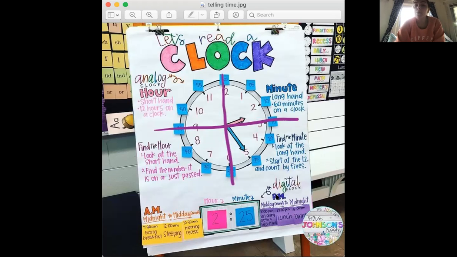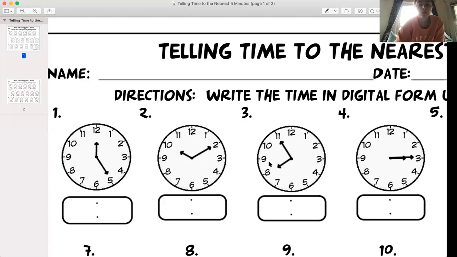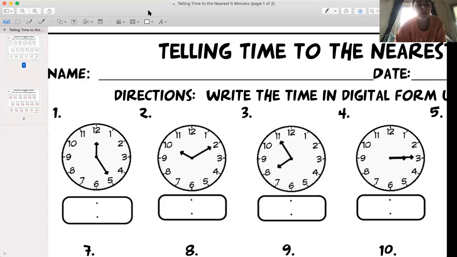So I'm going to go through a couple other examples of time with you, and then I will show you what your activity is today. So here we have some clocks, and we're going to go over these clocks to help us continue to practice telling time. So here on this clock, I'm going to first look at my hour hand.